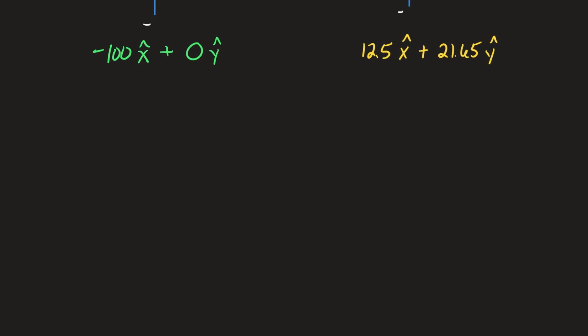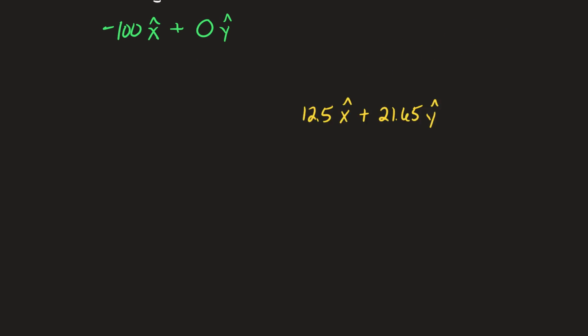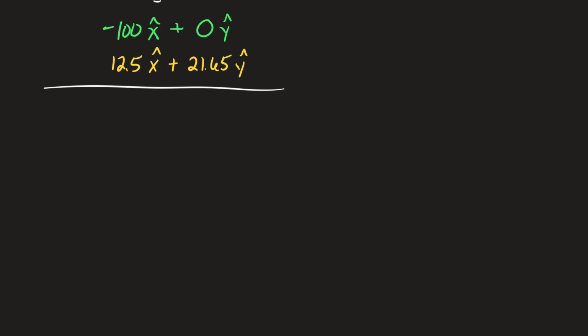I can kind of ignore all that stuff up there now. And I'm just going to take this guy, drop it right there, and add them up. We're just adding the x ones together and adding the y ones together. So negative 100 and 12.5 will be negative 87.5 x hat. And 21.65 plus 0, so plus 21.65 y hat. This is our resultant. This is the ground speed of the airplane.